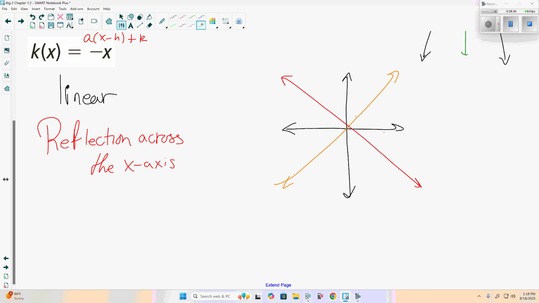Which means all these points here are going to be reflected in equal distance below it. However far above the x-axis it is now going to be that distance below it. All of these points over here that were below it are now going to be above it that same amount.